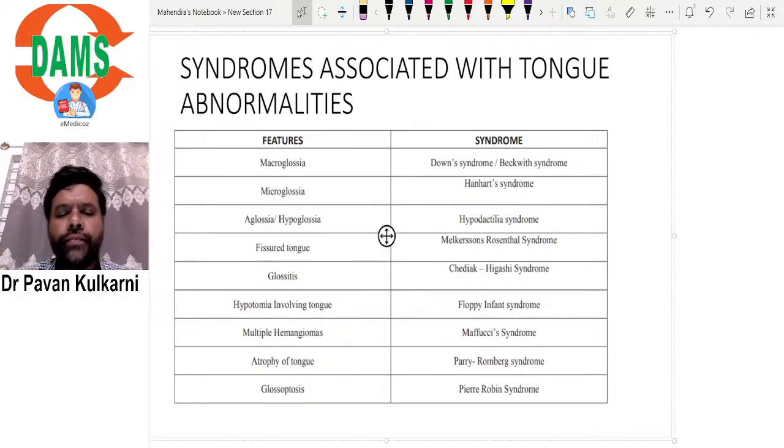Microglossia, small tongue. Hanhart syndrome. This was one of the questions in PGI paper. Hanhart syndrome, microglossia.